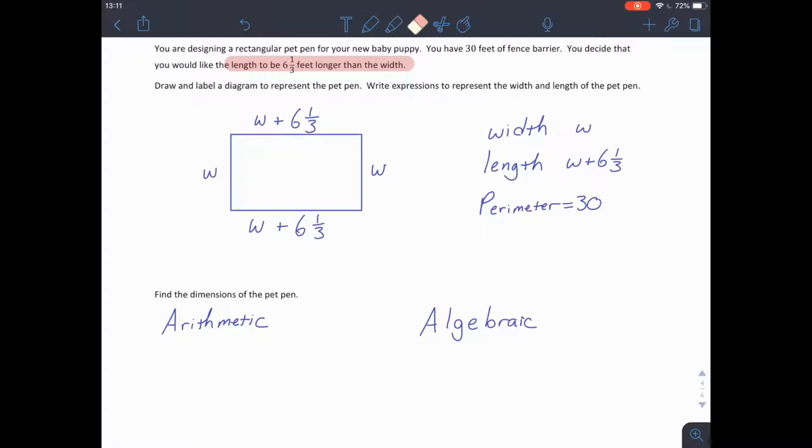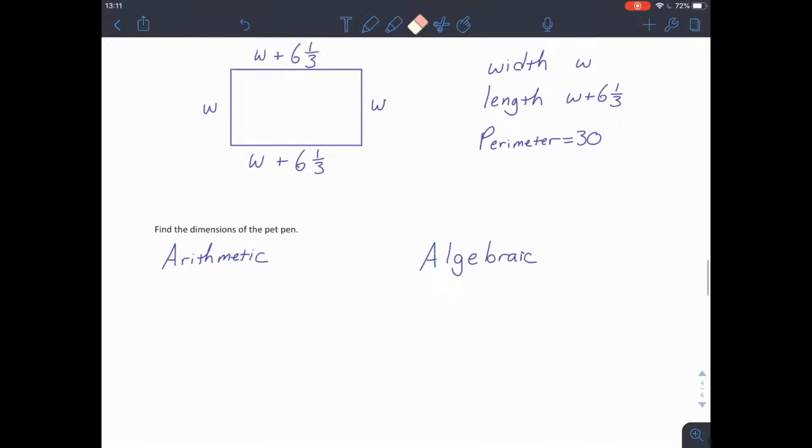So I've drawn here a rectangle to represent my pen. I know that I want my width to be something, and that my length is going to be 6 1/3 feet longer than my width. So I'm going to represent the length as width plus 6 1/3, or W plus 6 1/3. I also know that my perimeter that I'll get when I add up all the sides is going to be 30. So in order to find the dimensions of this pet pen using this information, I can either use arithmetic or algebra to help me solve this.